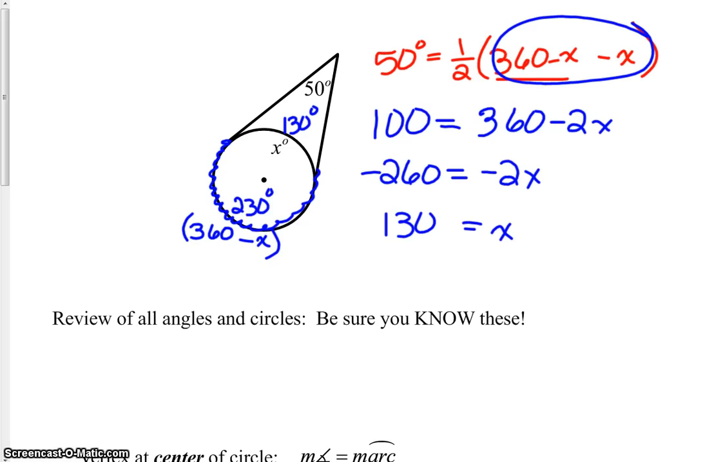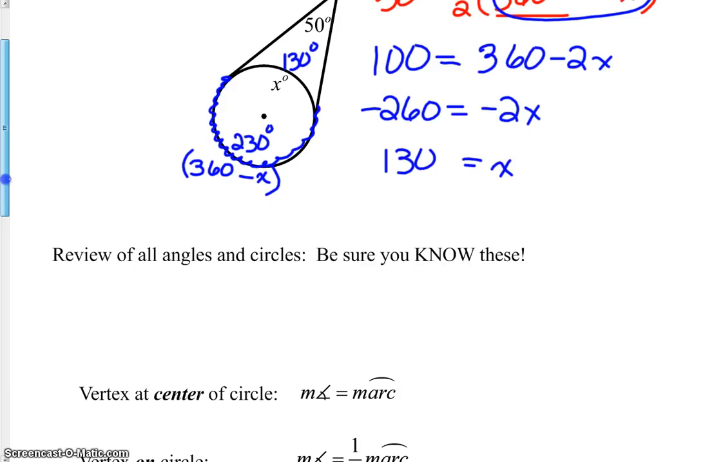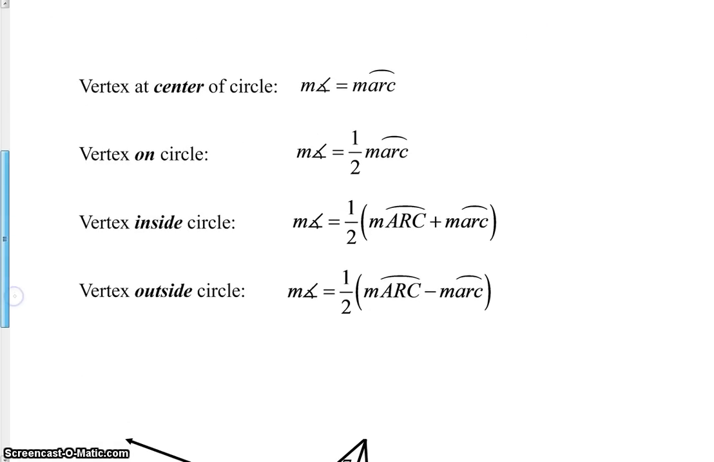This is actually all the information you need to know about finding angles in circles, but now let's review it so that you can see the differences and likenesses between them. There are basically 4 types of angles formed in circles. One of the angles is when the vertex is at the center of the circle, and in that case the measure of the angle is going to be equal to the measure of the arc that it intercepts.